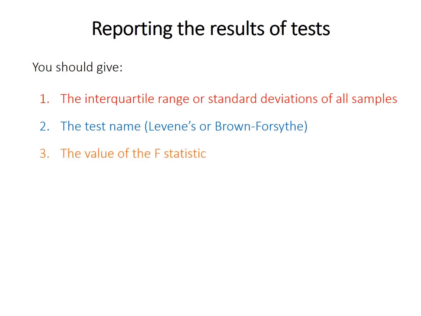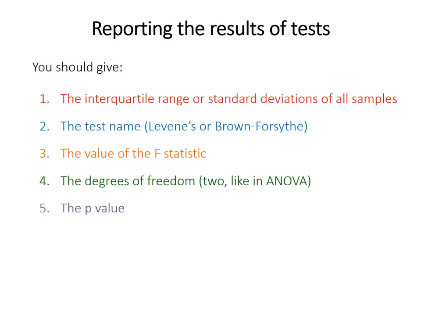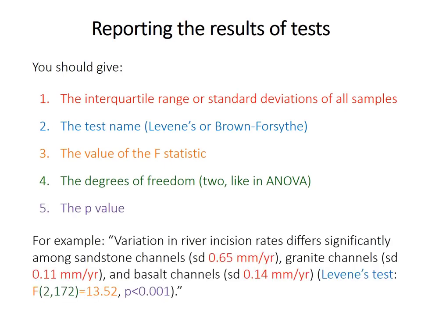Because both tests perform an ANOVA, you should give the F statistic, the two degrees of freedom, and the p-value. So here's how you might phrase your results in the case of Levene's test, where you can report the standard deviation. For Brown-Forsyth, you might want to report the interquartile range, remember.